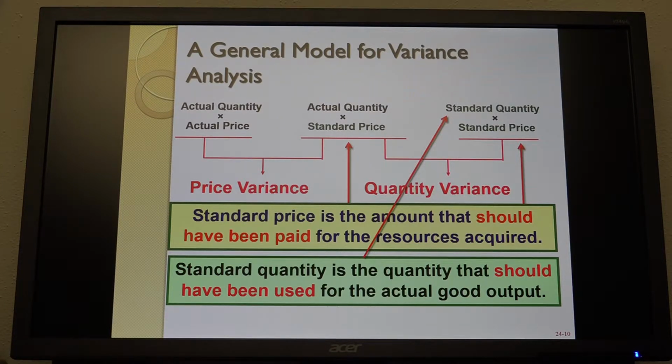To figure out the quantity variance, you take that actual quantity times standard price and compare it with the standard quantity times the standard price. Standard quantity is the quantity that should have been used for the actual output. Obviously, actual quantity is what you actually used for actual good output.